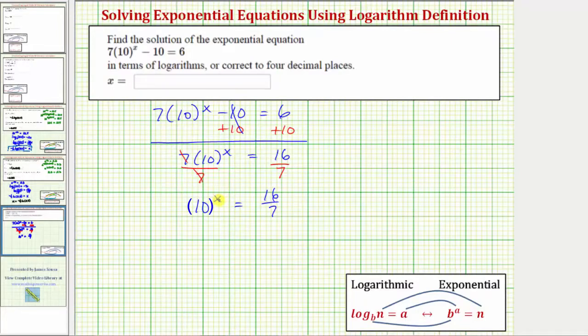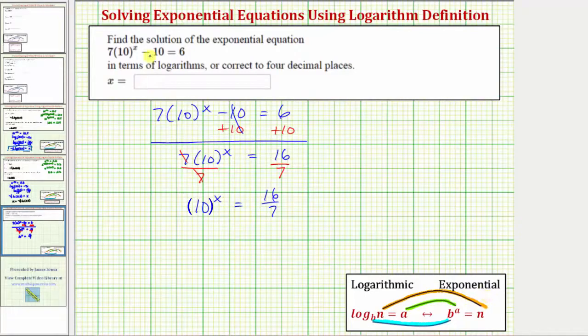And now to solve for x, we can take the common log of both sides of the equation because we have base 10 here, or we can write this exponential equation as the equivalent log equation using the definition of a logarithm shown here below. For this example, let's use the definition of a logarithm to solve for x. Looking at our notes for a moment, this exponential equation and this log equation are equivalent, where b is the base, a is the exponent, and n is the number.